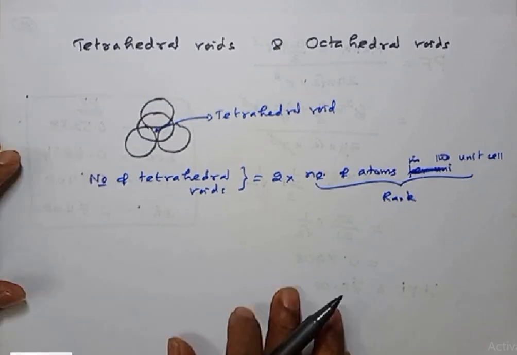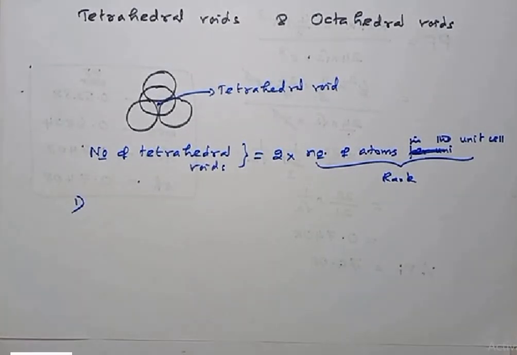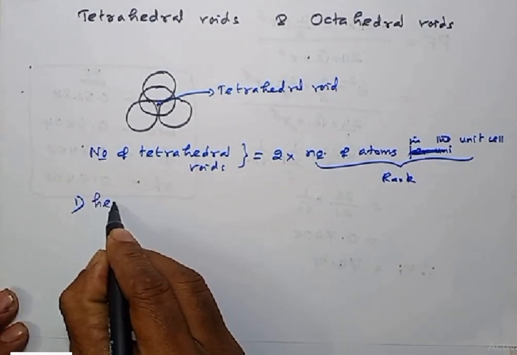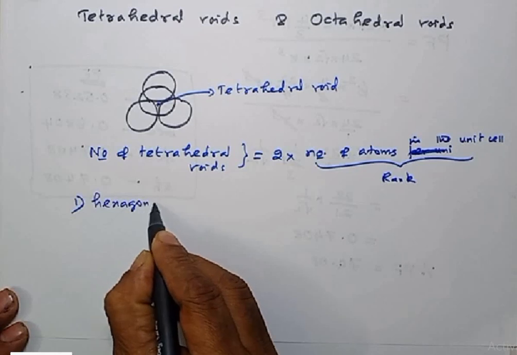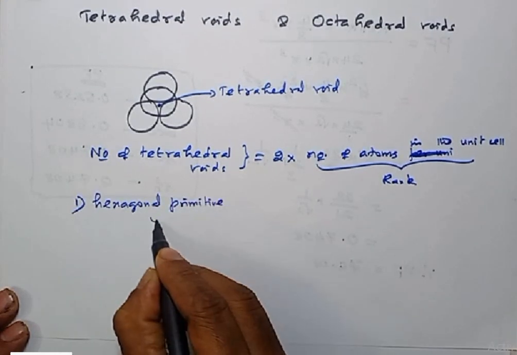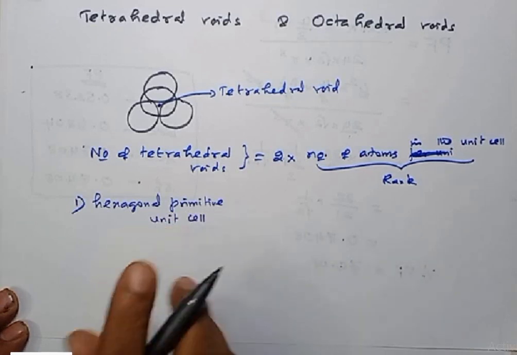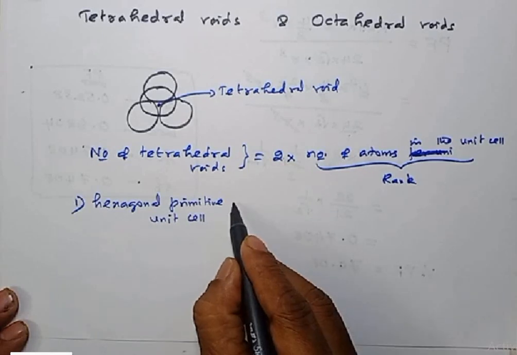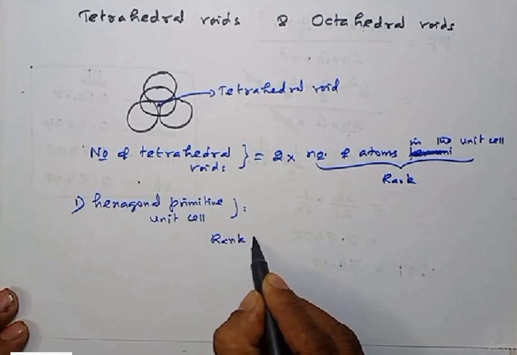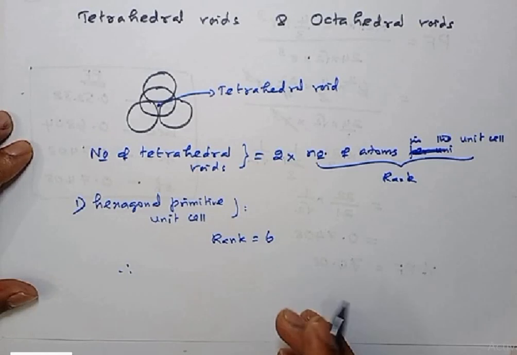Here, listen. We'll do a problem here. Suppose I take a hexagonal primitive unit cell. Primitive means simple. So I have taken a hexagonal primitive unit cell, right? Can anyone tell me what is the rank of a hexagonal primitive unit cell? Okay, so rank is equal to 6 here.